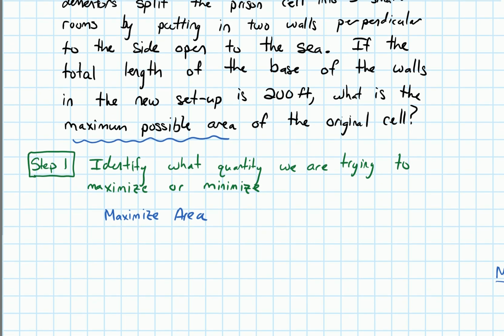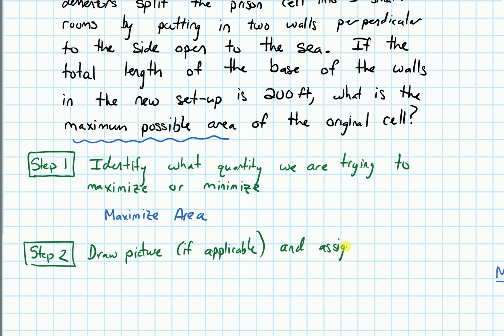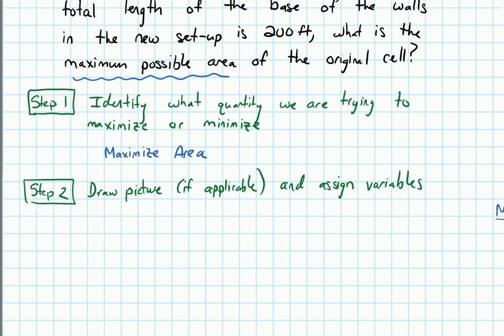All right, we are on to step 2. So step 2 is to draw the picture, if applicable, and assign variables. Okay, so what would sort of go in a picture here? So the problem mentioned that sort of the original cell had 3 walls. It's rectangular, there's 3 walls, and then one of the sides was open to the sea. So let's say that I'm going to make a dashed line here for the side that's open to the sea. So this side is open to the sea. There's no wall on that side.